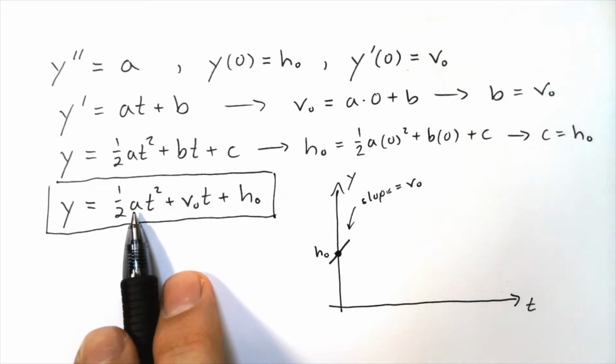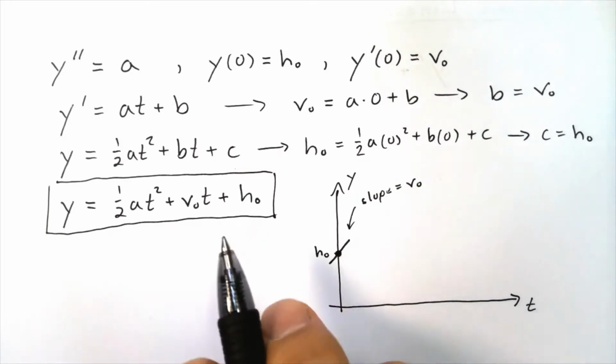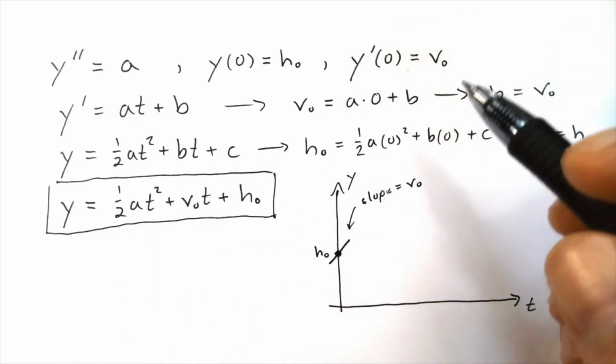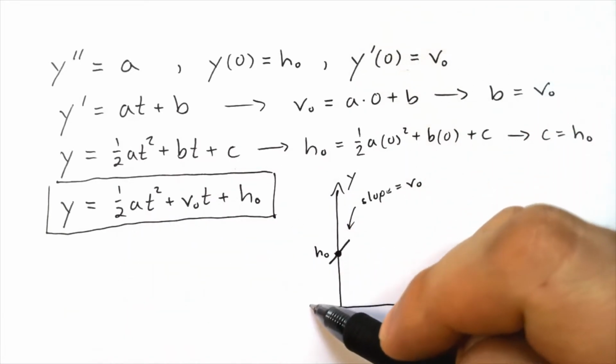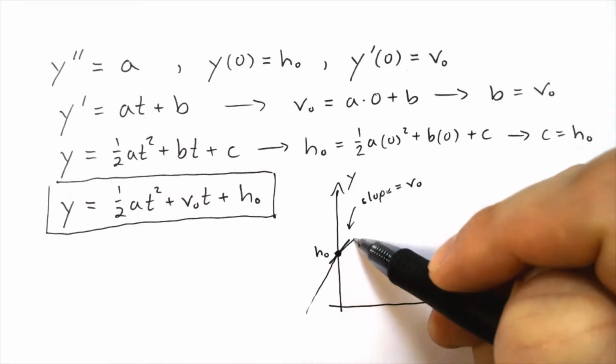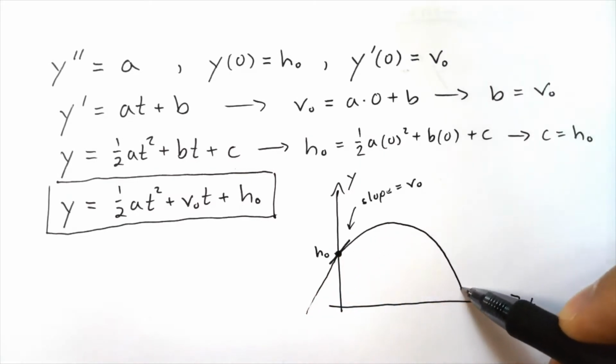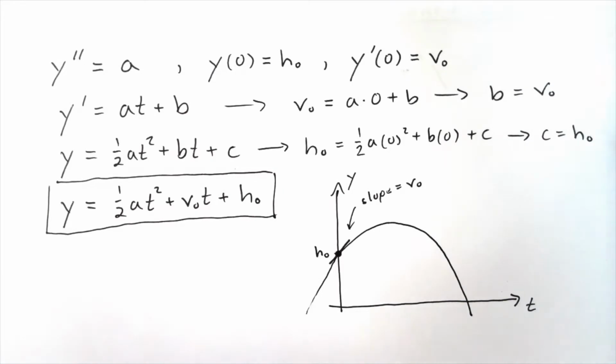Typically, if we're dealing with gravity, a will be negative, pointing downwards, right? Because gravity pulls downwards. And so we know that this parabola opens downwards. And so I should get a curve that looks like this. And this is exactly the type of trajectory we expect to see when we throw an object, right? It follows a parabolic trajectory.